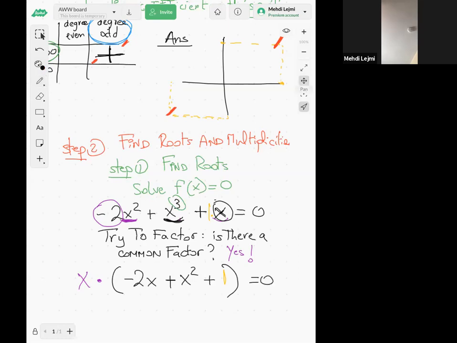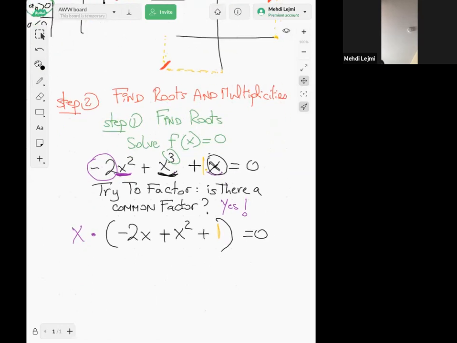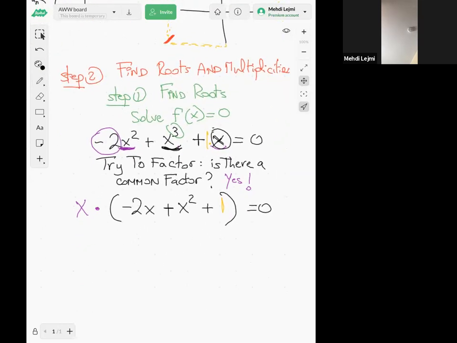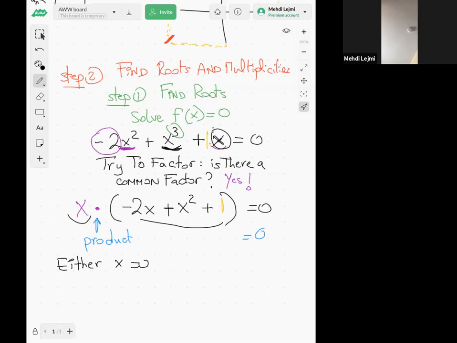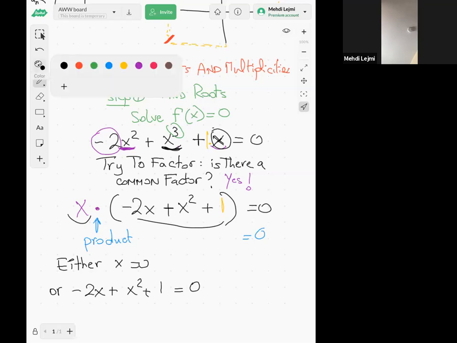So why do we factor? Because when you factor, you're going to have a product. This is a product because it's a multiplication, right? And you have a product which is equal to 0. So whenever you have a product equal to 0, then you can say either the first number is 0 or the second number is 0. So either my x is 0, my first factor is 0, or my second factor is 0, minus 2x plus x squared plus 1 equal to 0. All right. So x equal to 0, I got my first root. So x equal to 0, that's my first root.